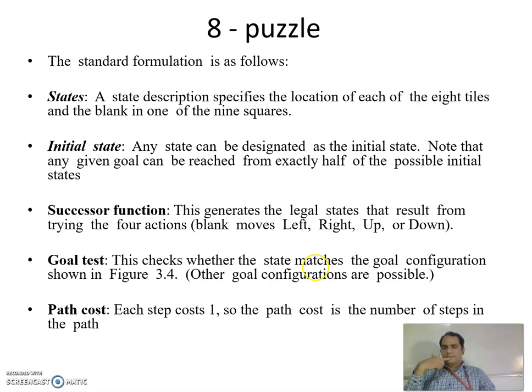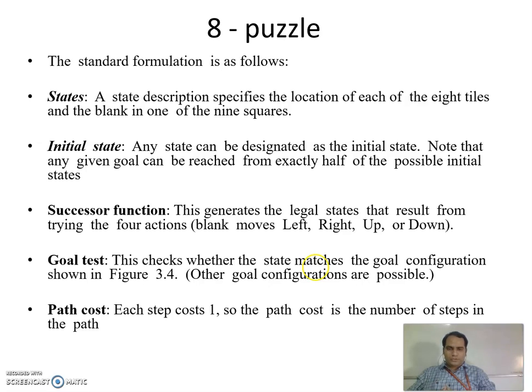8 puzzle. This is one very interesting thing we played with in childhood. For the standard formulation, a state description specifies the location of each of the 8 tiles and the blank in one of the 9 squares. Any state can be designated as an initial state, because I randomly put all those tiles. Now you should not say I will pick up one tile and put it in the proper location. That is not possible. We need to move the slides to make it. Initially it can be in any slide position.